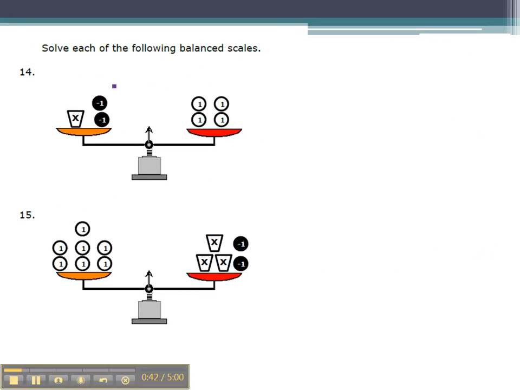These we need to solve, so solve each of the following balance scales. There's a couple different ways to do it. We could use the model or the equation. I'm going to do it both ways. Let's write the equation on the right.